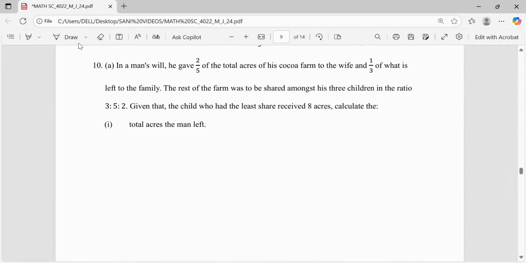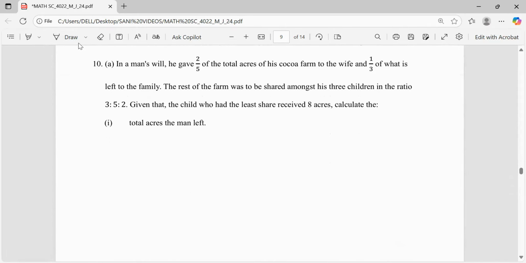Question number 10. In a man's will, he gave 2 over 5 of the total acres of his cocoa farm to the wife, and 1 over 3 of what is left to the family. The rest of the farm was to be shared among his 3 children in the ratio 3:5:2. Given that the child who had the least share received 8 acres, calculate the total acres the man left.